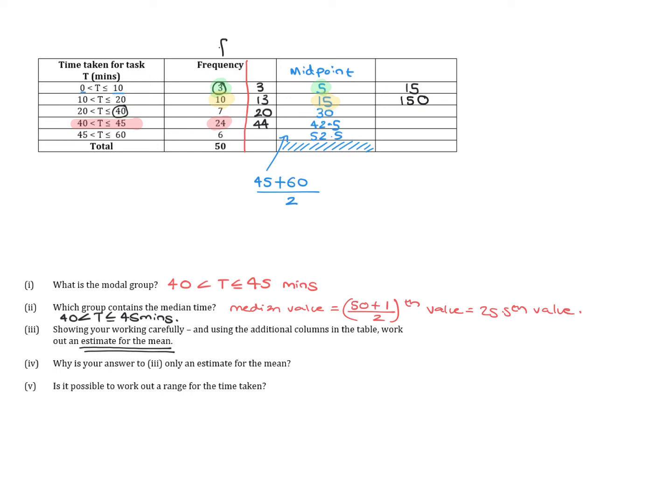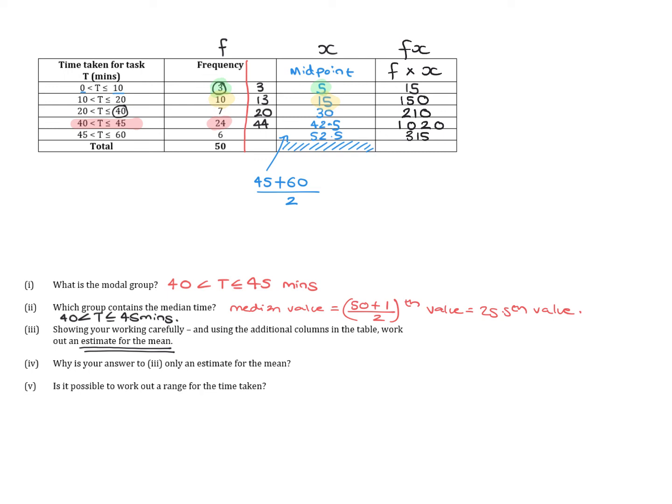So we are taking the frequency f and we are multiplying by the midpoint, which I will call x, so f times x, or fx for short. And we do the same with each of the following groups. So 7 times 30, 210, 24 multiplied by 42.5, which gives us 1020, and then finally 6 multiplied by 52.5, which gives us 315.